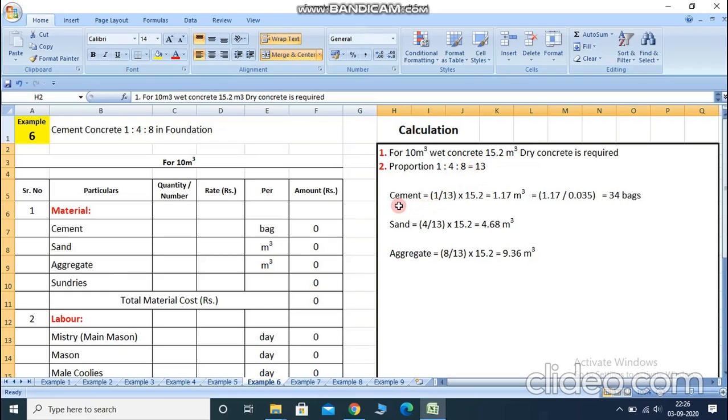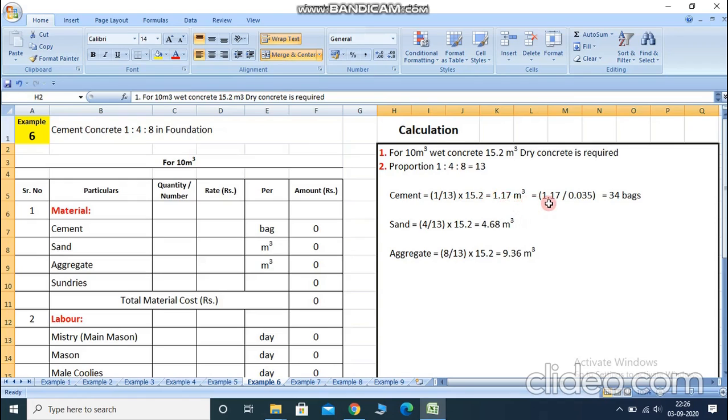For finding the cement, cement is equal to 1 divided by 13. We got 13 from here, and 1 is the one part of the cement, multiplied by 15.2, because for 10 meter cube wet concrete we calculate 15.2 meter cube dry concrete. So with multiplication and division we got the final answer 1.17 meter cube as the cement volume.